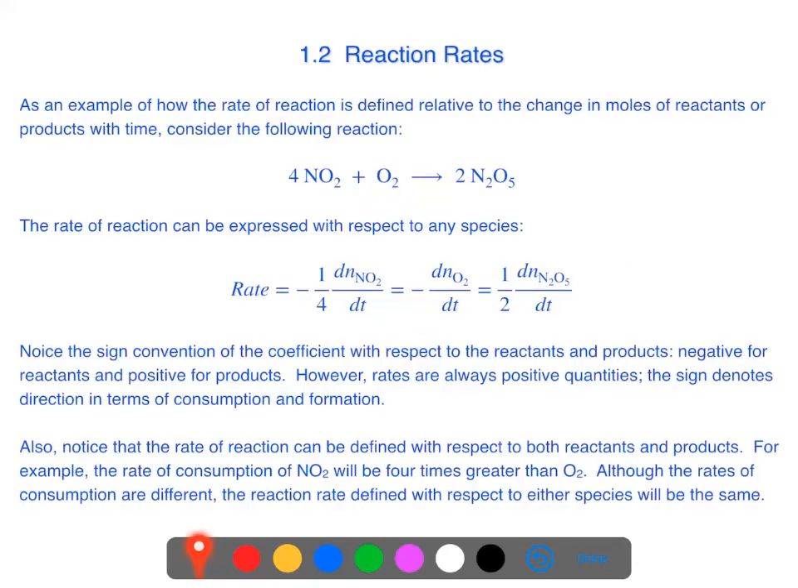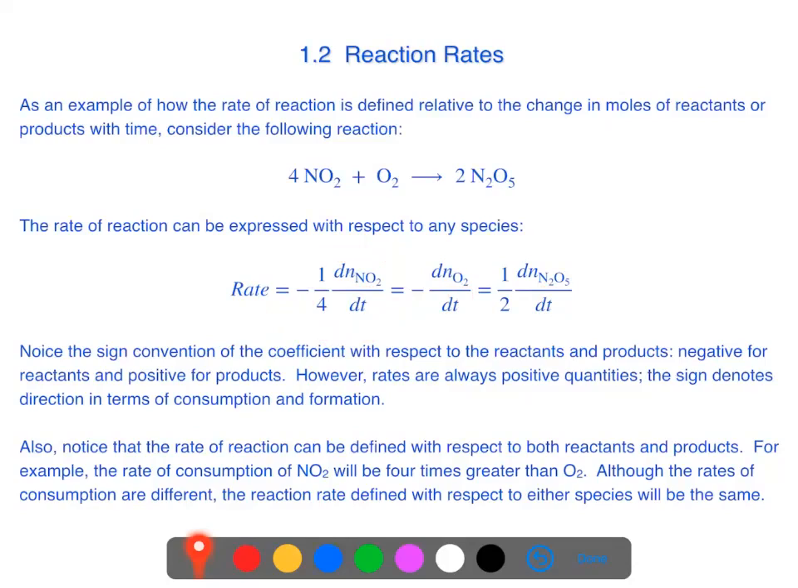As an example of how the rate of reaction is defined relative to the change in moles of reactants or products with time, let's consider the following reaction, where we have 4 moles of nitrogen dioxide reacting with a single mole of oxygen to give us 2 moles of dinitrogen pentoxide. And as shown, the rate of the reaction can be expressed with respect to any of the species in our balanced equation. So it can be equated to the rate of change with respect to NO2, O2, and N2O5.